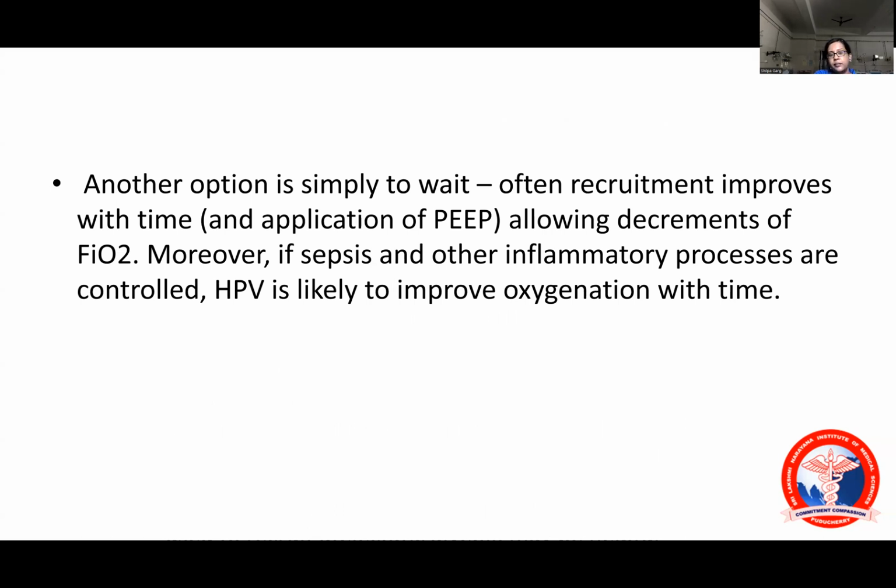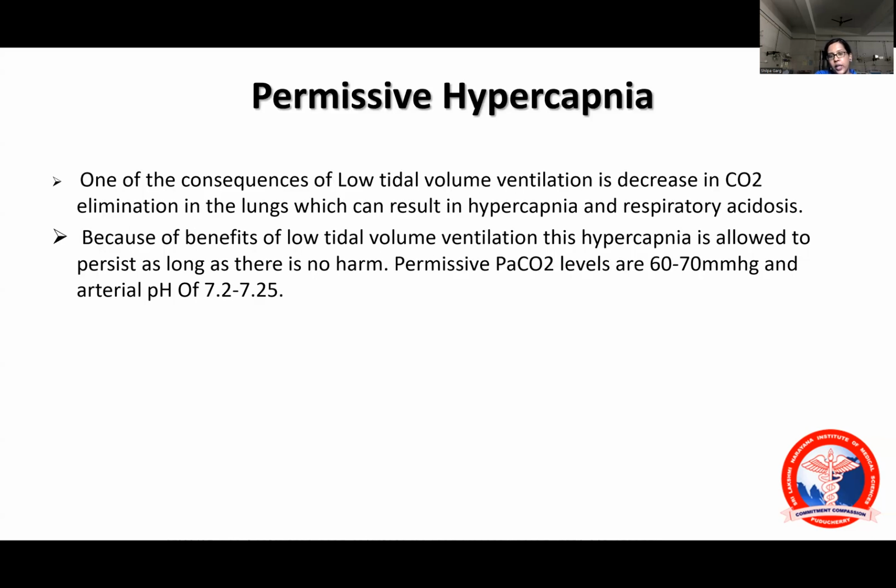Another option is allowing decrements of FiO2 by application of PEEP. For instance, if you have controlled the source of sepsis and other inflammatory processes, then hypoxic pulmonary vasoconstriction, which is a protective mechanism, will improve the oxygenation. Thereby, the requirement of FiO2 will come down.